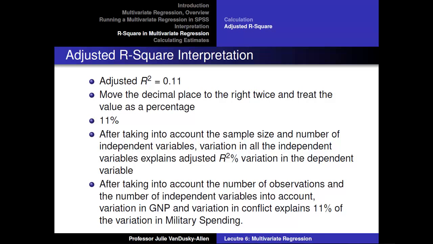Suppose our adjusted R-square was 0.11. We would move the decimal place over to the right twice and treat the value as a percentage. So in this case, we would move the decimal place over twice and get 11%. Then we would say that after taking into account sample size and the number of independent variables, variation in all the independent variables explains adjusted R-squared percentage variation in the dependent variable. Or in this case, we would say, after taking into account sample size and the number of independent variables, variation in GNP and variation in conflict explains 11% of the variation in military spending.